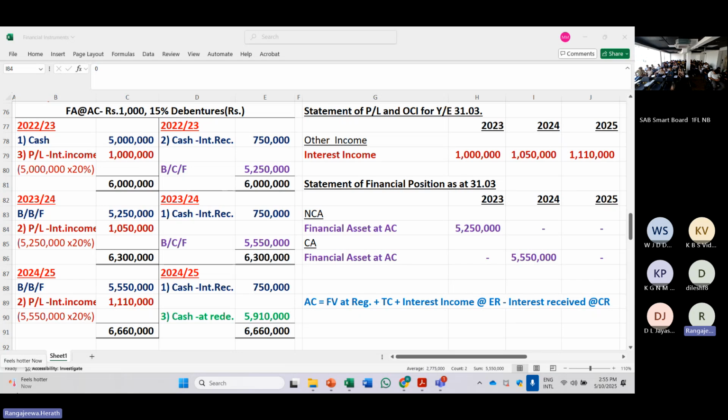If any transaction cost is there, we can add it. Then it is increased by effective interest, interest income at the effective rate.